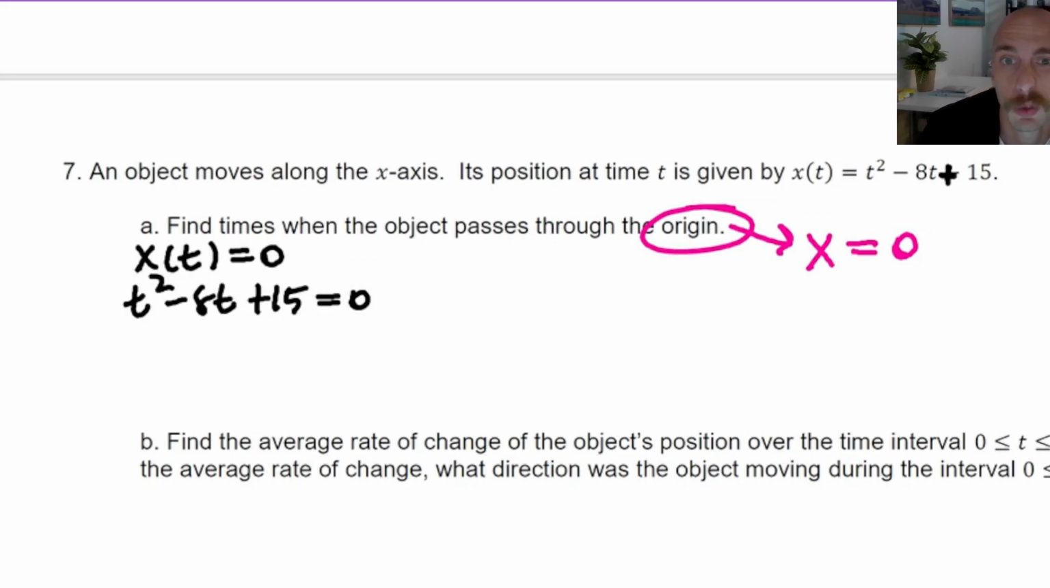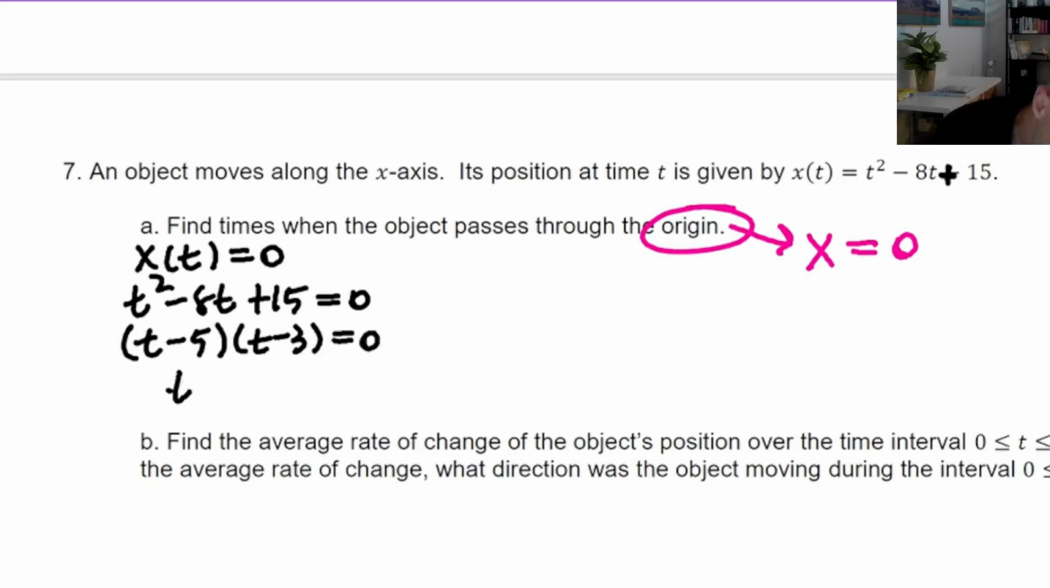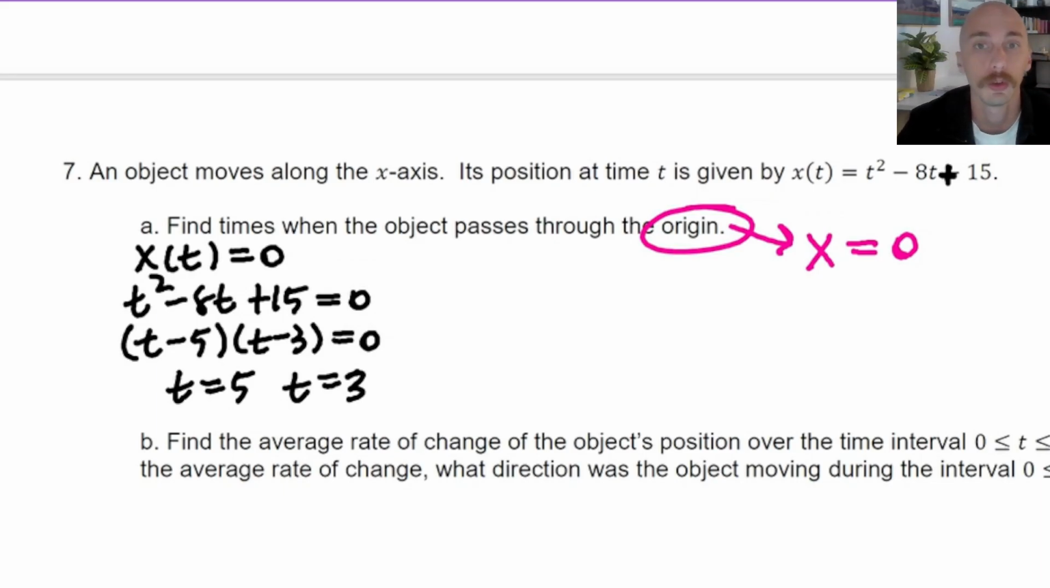This will work way better if we can factor it. And then I'm going to factor this thing, because I can think of two numbers that multiply to 15 and add to -8. That would be -5 and -3. And that would be when t was equal to 5 or when t was equal to 3. Those would be the times when the object was passing through the origin.